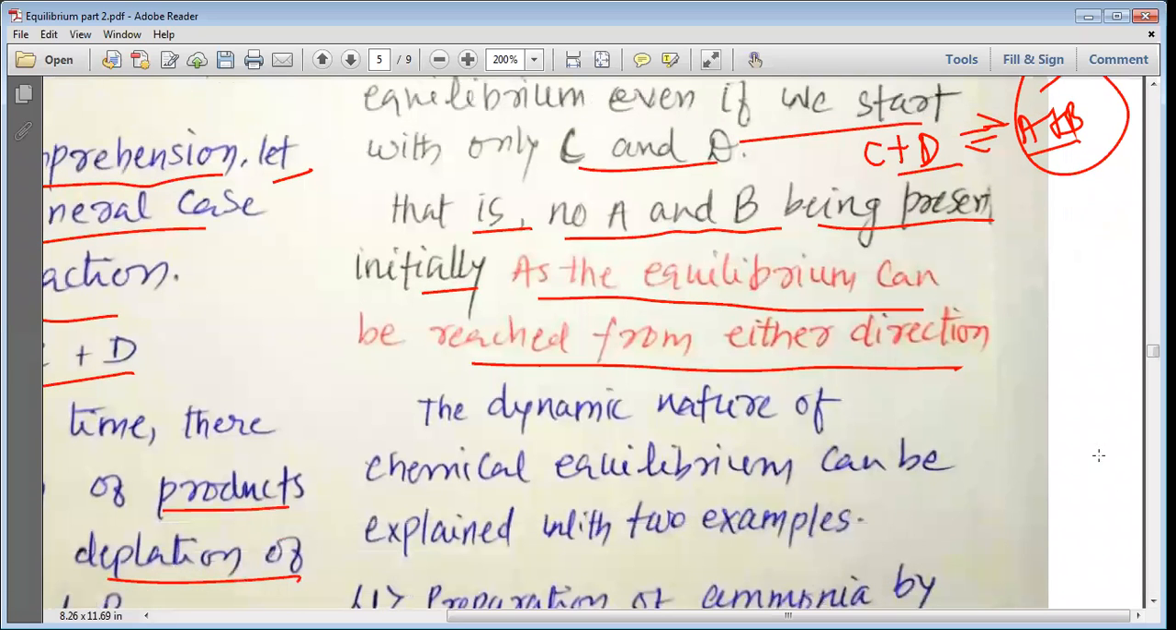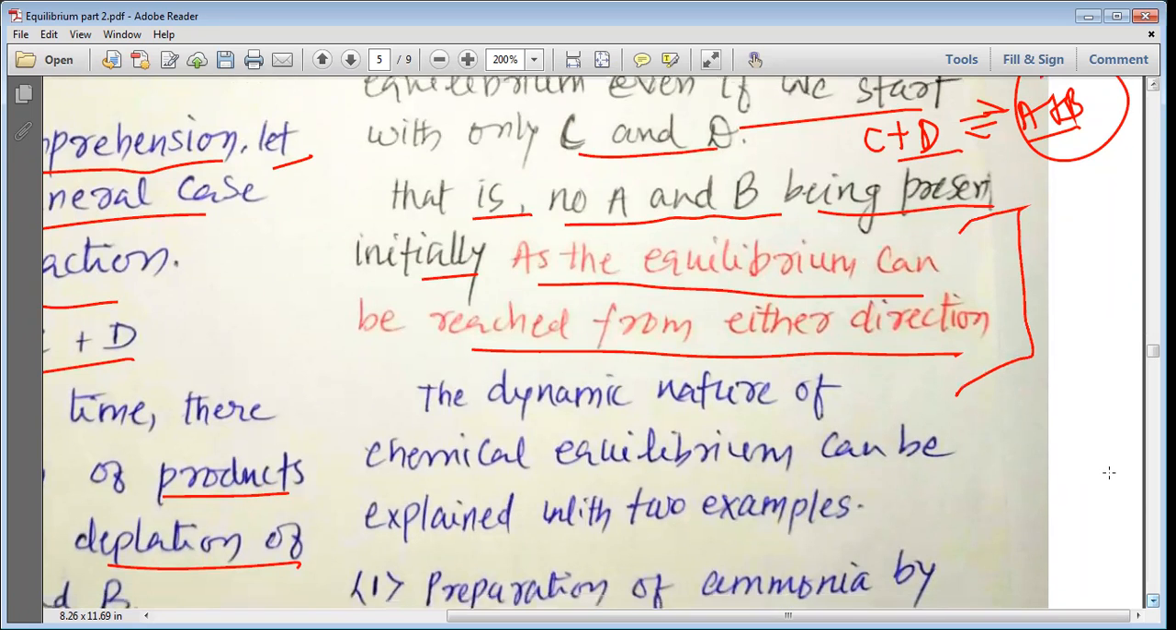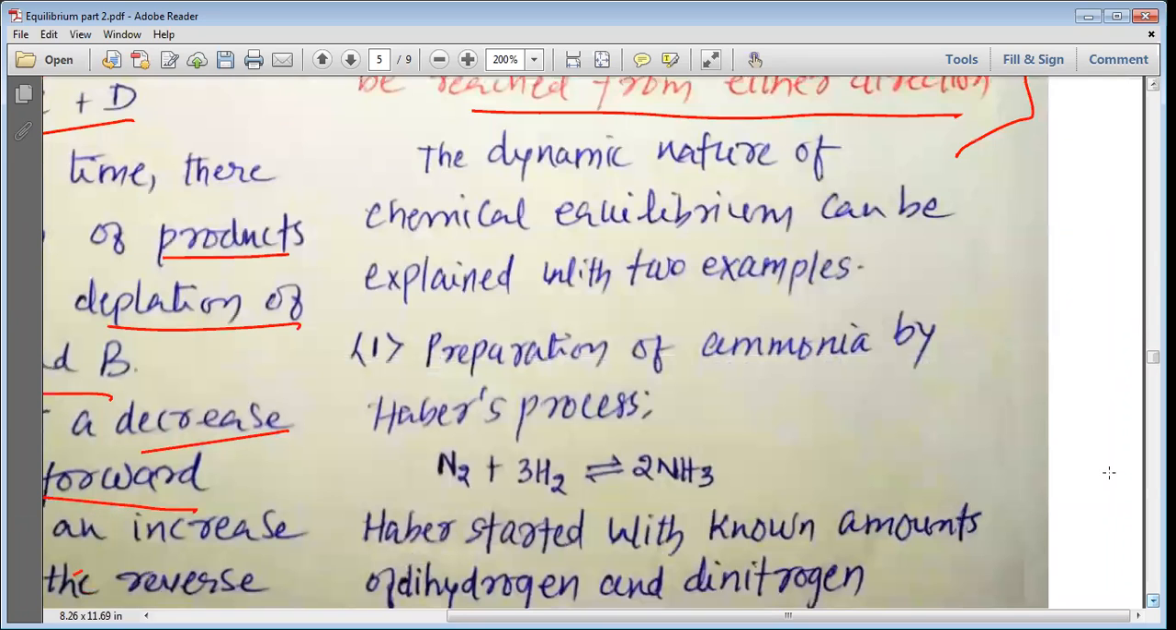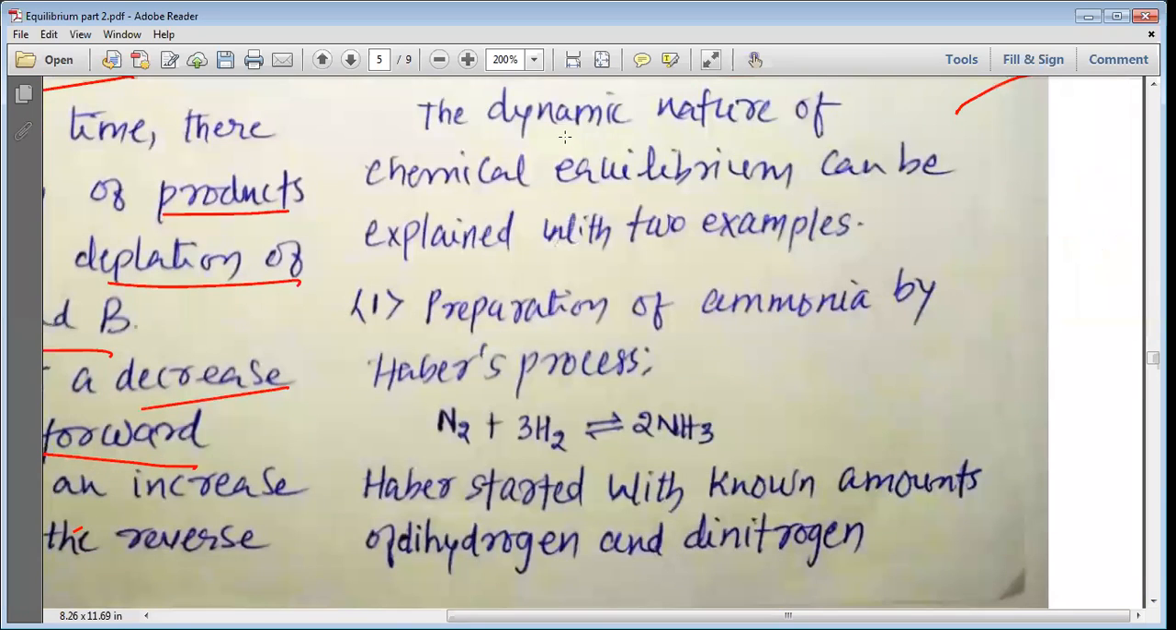And we will observe that when this equilibrium has been established, the equilibrium parameters are also found the same, as we have got the equilibrium from A plus B that gives C plus D. And we can say that an equilibrium can be established from both sides, either from the reactant side or from the product side. The dynamic nature of equilibrium can be explained with two examples.